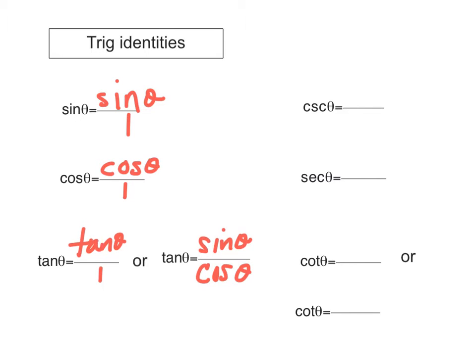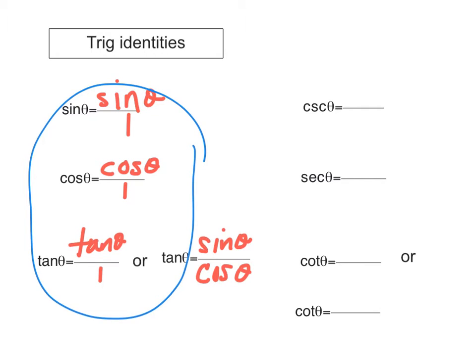Now, these are our three main trig identities here. Once we have those down, the reciprocals are very easy to get. Remember, cosecant is the reciprocal of sine. So in your head, you're saying, well, sine is simple. Sine is sine over 1. Therefore, cosecant is its reciprocal, which means take that fraction and flip it. 1 over sine.